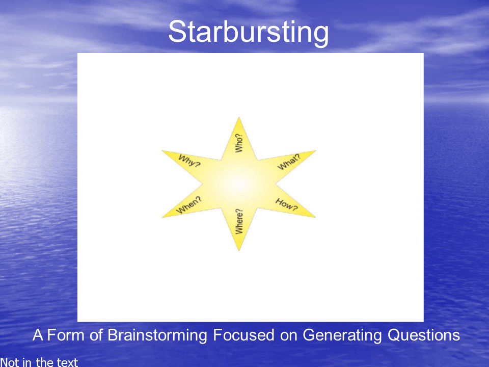This is not in the text also. This is something I taught when I'm teaching intelligence overseas to law enforcement and military people within the national security police agencies and the intelligence groups that I've been involved with. Starbursting is a form of brainstorming focused on generating questions. Who, what, where, when, how. These are all questions that need to be answered, and that can be done in a brainstorming session to help you further identify what the problem is, perhaps what the solutions are, or to understand what happened with an event.